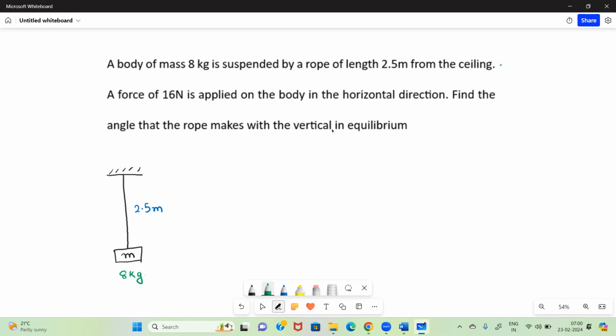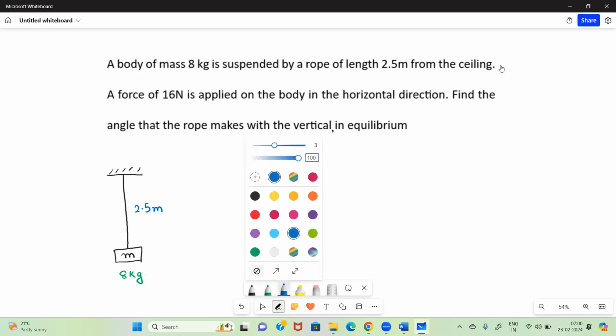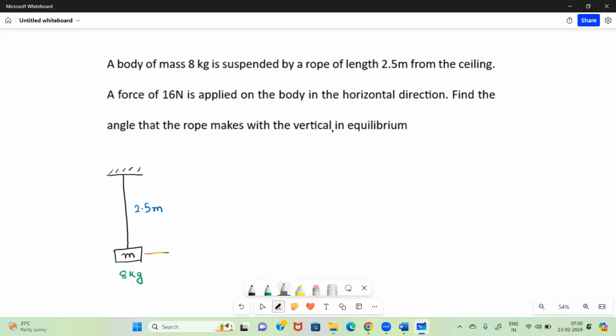Now what are we doing? There is a force of 16 Newton applied on this body in the horizontal direction. So a force of F is equal to 16 Newton applied in the horizontal direction. Find the angle that the rope will make with the vertical when in equilibrium.